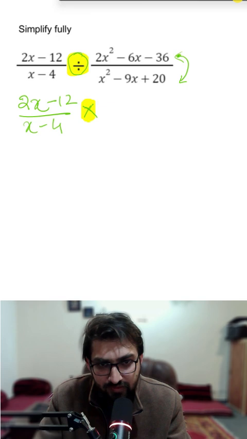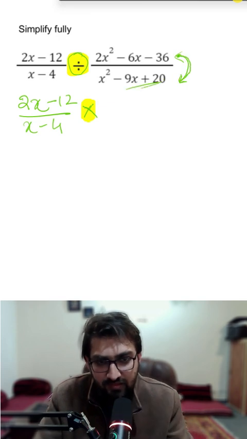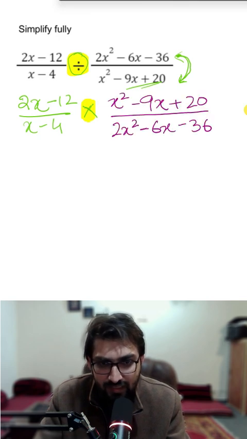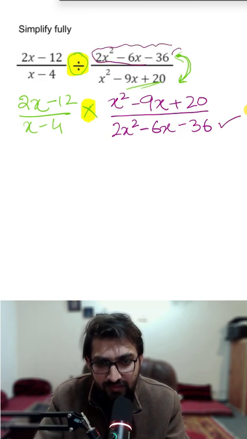I need to flip the right side fraction. This fraction, I need to flip that. So when we flip that, the denominator will go to the numerator and the numerator will come down to the denominator. So let me write that. Now you can see I have shifted the denominator to the numerator and the numerator to the denominator, and I have written a multiplication sign in place of division. So that is step number one.